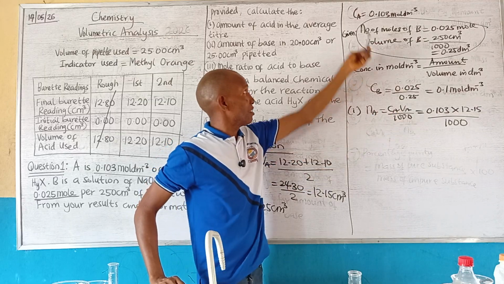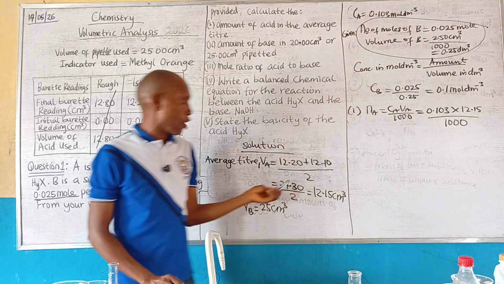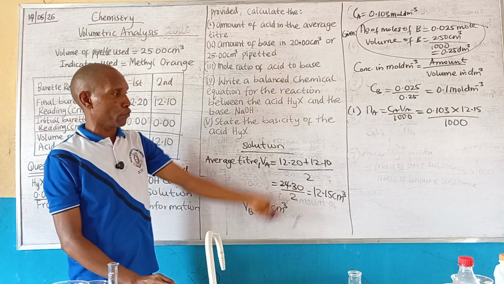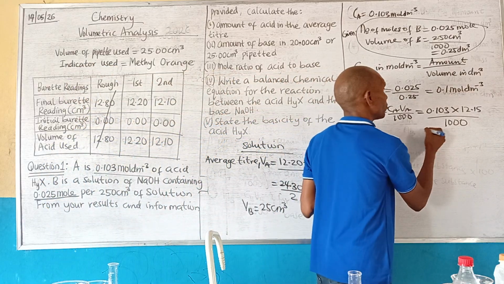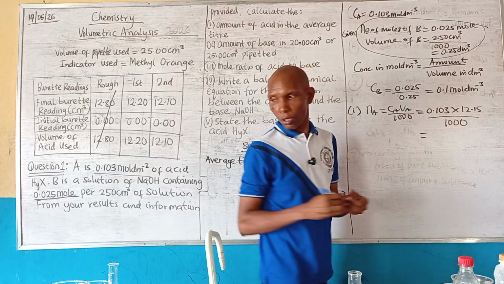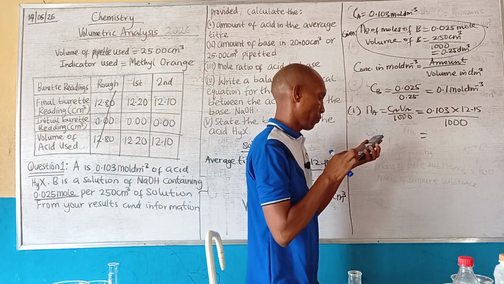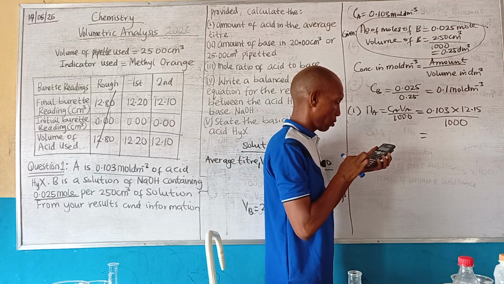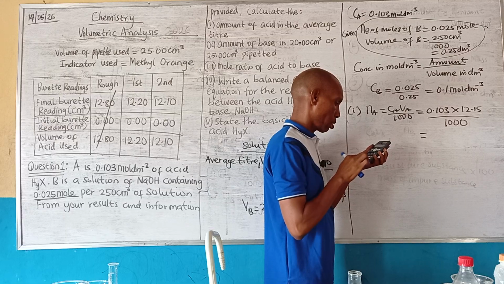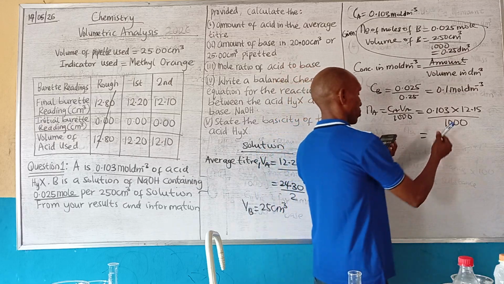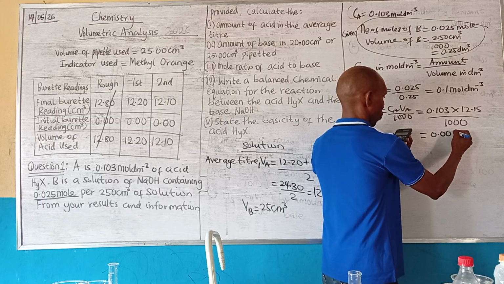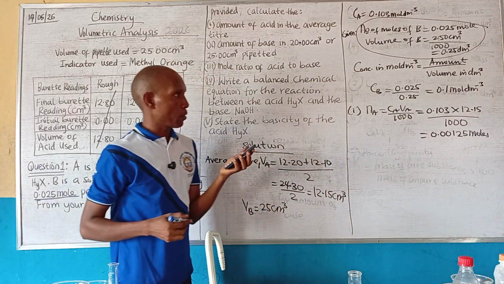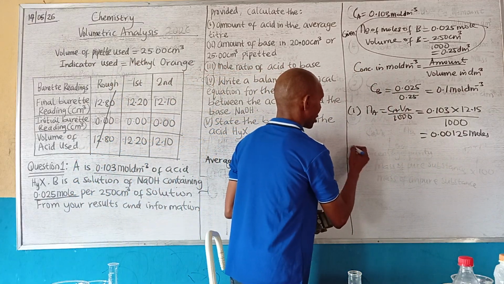So your CA is already there. Look at the CA here. Your VA is the average titer, the average volume of acid. Look at it, 12.15. So that's it. You multiply the CA by the VA, divide by 1000. So what do we have? 0.103 times 12.15 divided by 1000. That gives us 0.00125 moles. Then that answers question number 1.